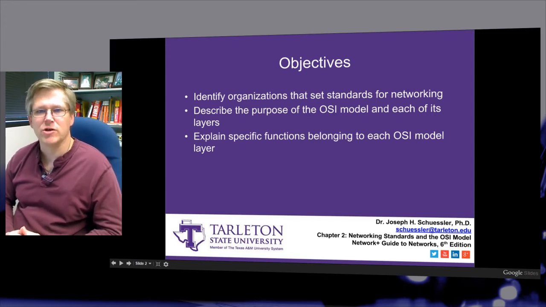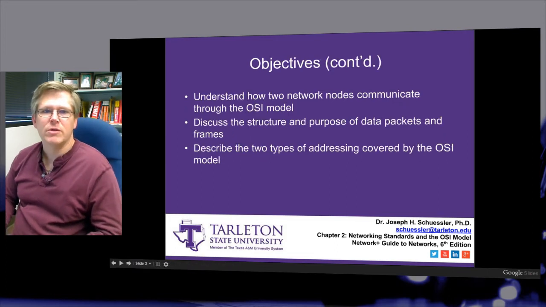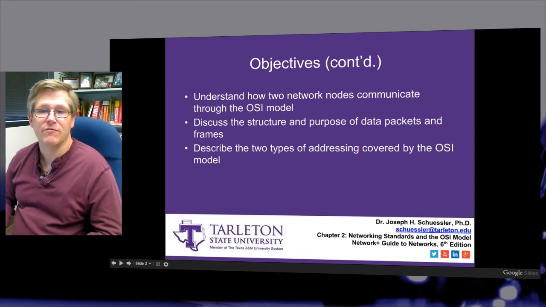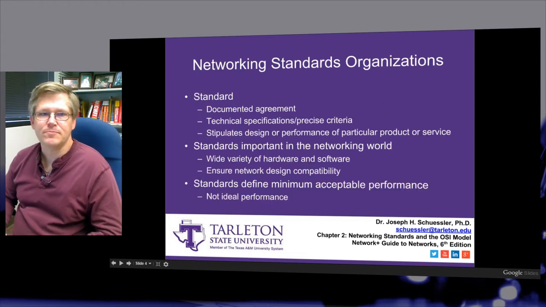We'll explain specific functions belonging to each OSI model layer. You should be able to understand how two network nodes communicate through the OSI model. We'll discuss the structure and purpose of data packets and frames. And then we'll describe the two types of addressing covered by the OSI model.